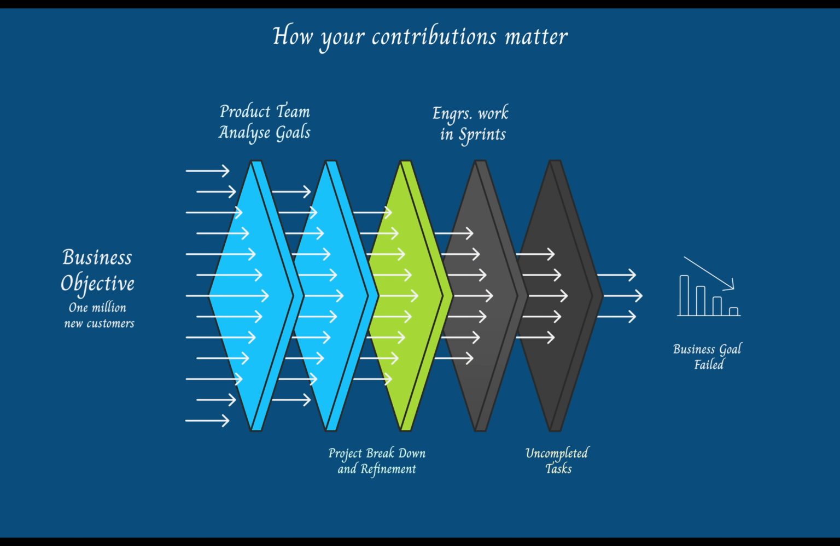So if an engineer decides to drop the ball at that point, you see that there is a break in the flow, and eventually the business will not be able to achieve that objective of 1 million new customers. If the business is not able to achieve the objective, the business will not make the expected profit. The stakeholders, shareholders, investors will not be happy. The business will not be able to give bonuses, and so on and so forth.